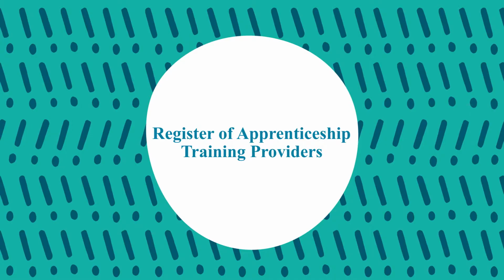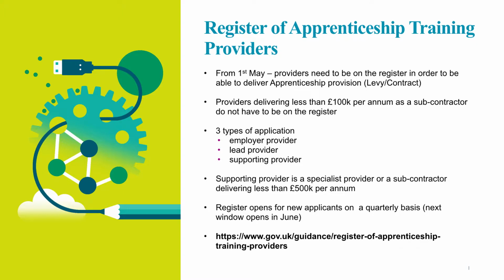So, making a start. The wonderful Register of Apprenticeship Training Providers. For those of you that are aware, this is a register that is linked to the Register of Training Providers, which, in order to deliver funded training as either a main provider or a subcontractor, you need to be registered, so ROTO. This is RATP, or ROATP, depending on how you want to pronounce it.